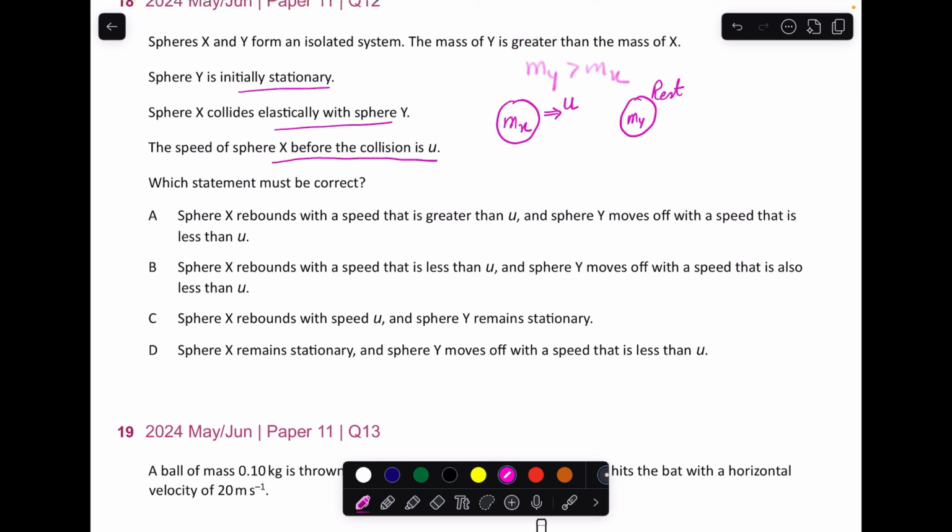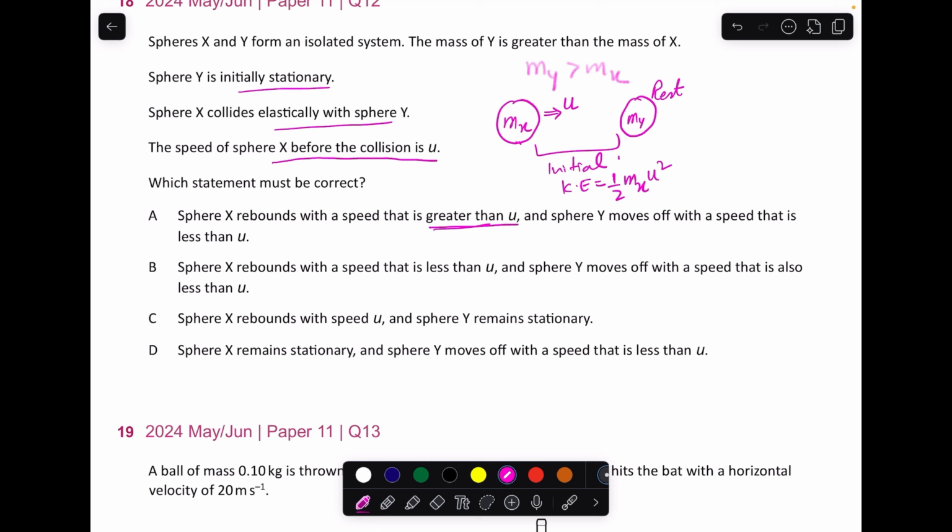What you have to keep in mind: kinetic energy is a scalar quantity, so direction does not matter. If something moves with a velocity greater than u, the same object, it means initially the kinetic energy was less. The initial total kinetic energy is half mX u square. So the final should be less than this, not more than this.